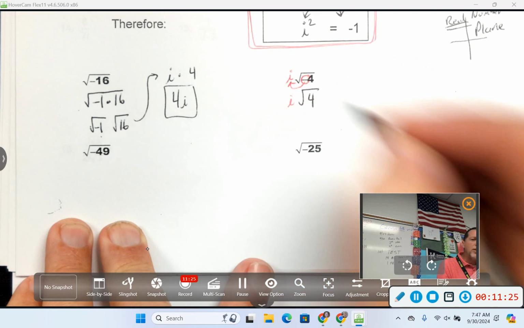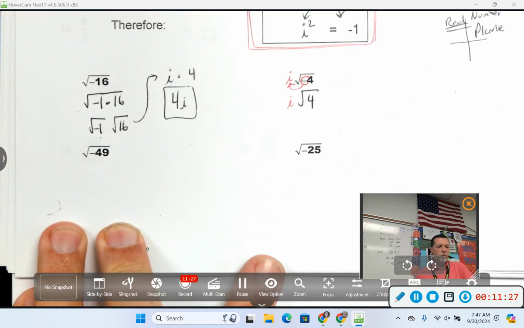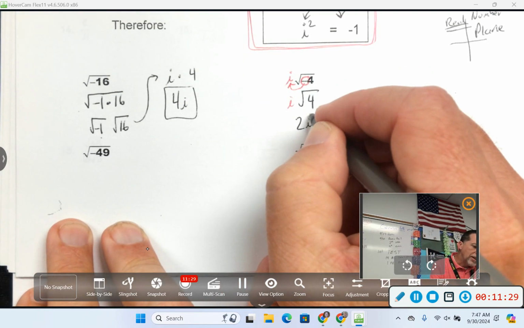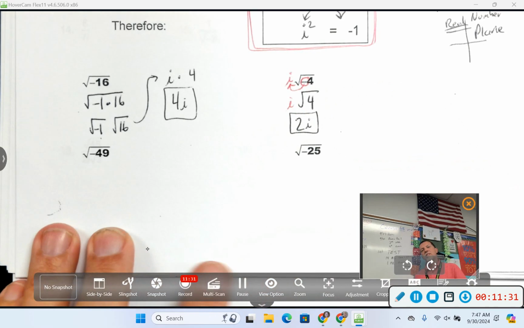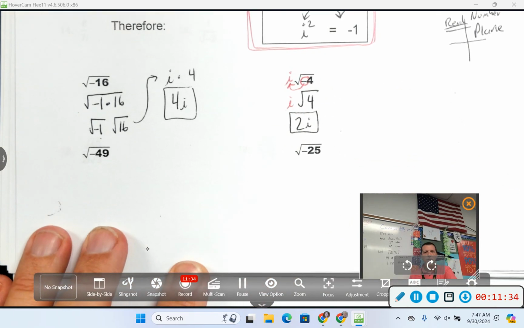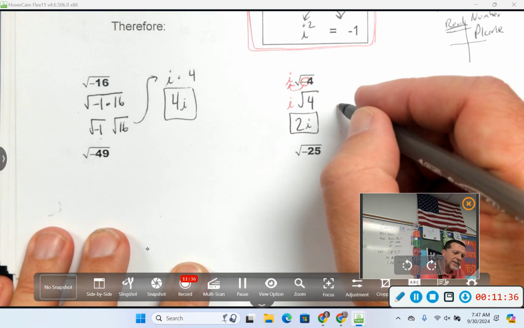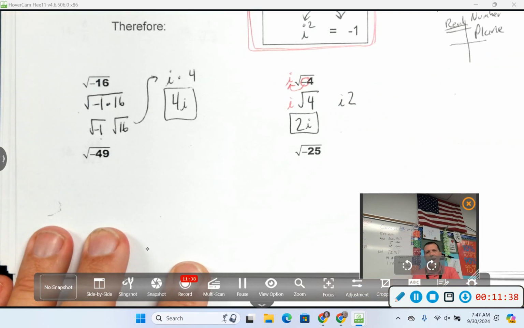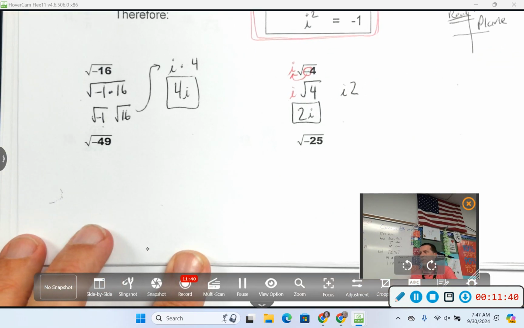So this becomes i square root of 4. Now 4 has a square root. And we like the letter at the back rather than at the front. So 2i. I mean, it wouldn't be wrong if you wrote i2, but that's kind of weird. People don't write it that way.